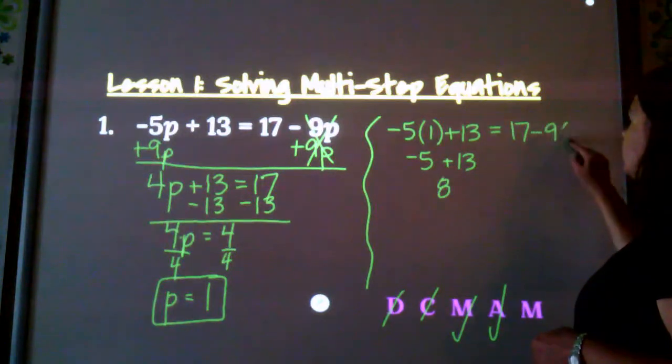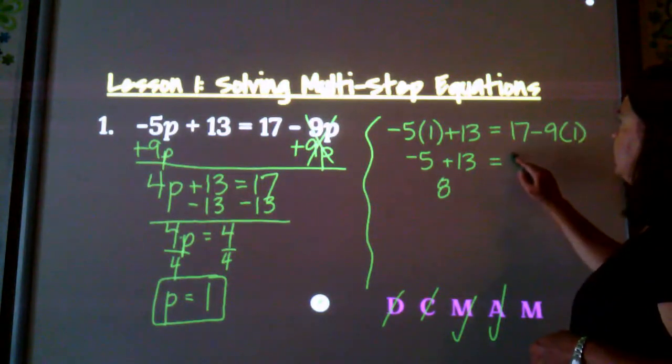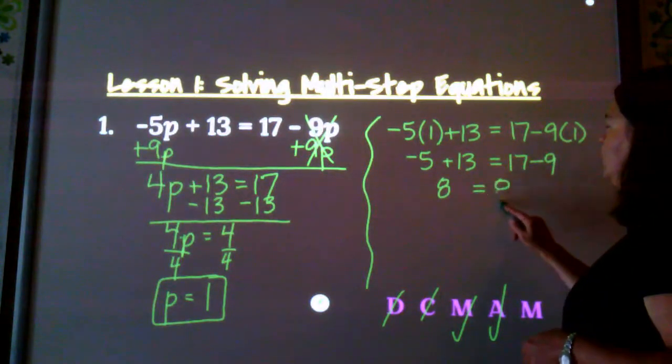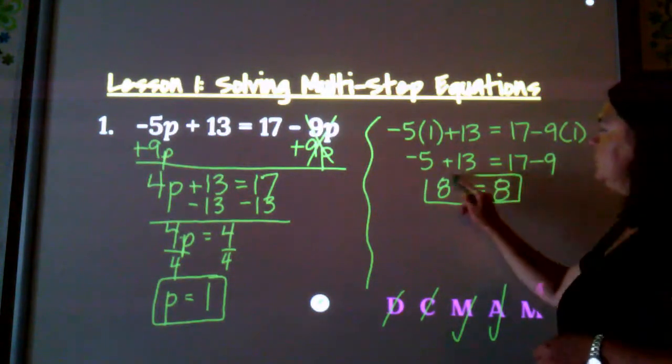All right, let's plug it into the other side. 17 minus 9 times 1. 9 times 1 is 9, so 17 minus 9. 17 minus 9 is also 8. So this checks out. These are the same.